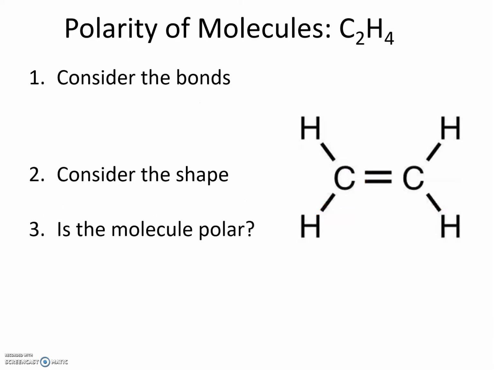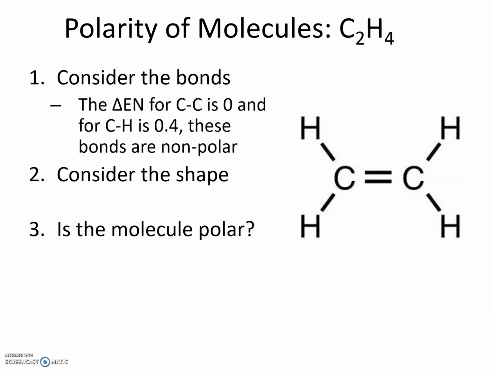All right. Another example, a pretty straightforward one. This one is easy right off the bat because we look at the bonds and we see that the carbon-carbon bond has an electronegativity difference of 0, so it's definitely not polar. And then the carbon-hydrogen bond is actually a classic example of a nonpolar bond as well. Its electronegativity difference is only 0.4. So we don't even have to consider the shape because the bonds aren't polar, so the molecule is not polar.